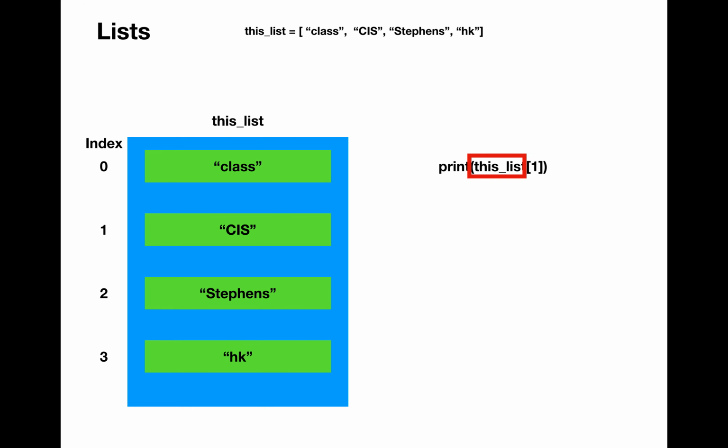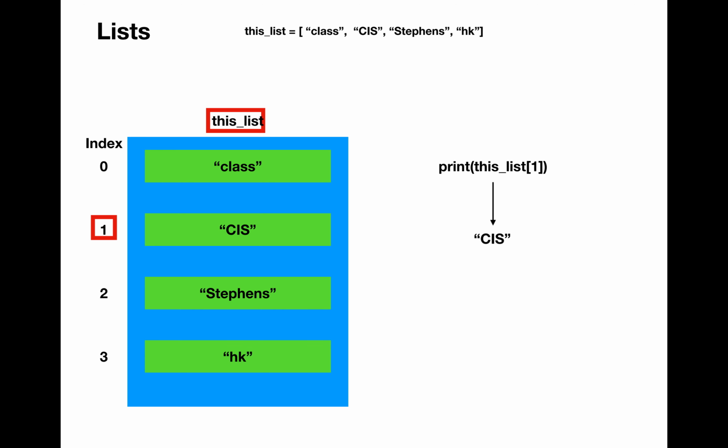In this case, we have the name this list, and we have the index 1, which will give us the object or the string CIS. And we'd be able to print that out, which would give us the printout CIS.